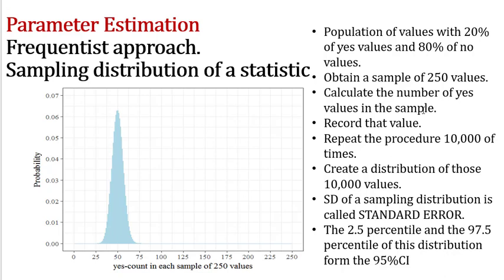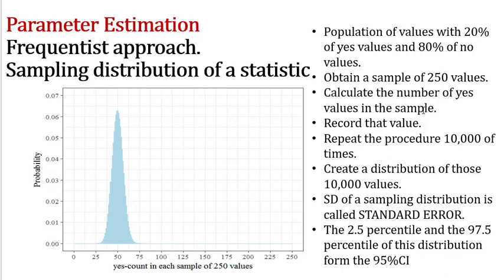It typically is close to 50, but it's not going to be 50 all the time. So we record that value, and then we repeat this procedure 10,000 times. What I have to say is we do it with replacement. So we put back those 250 values into the population of 1 million values, and we obtain randomly a sample of 250 values. We count how many of those are yes, and then we record that number.